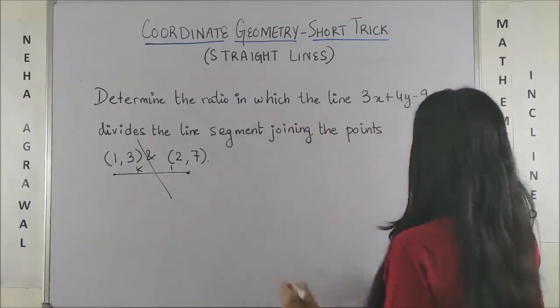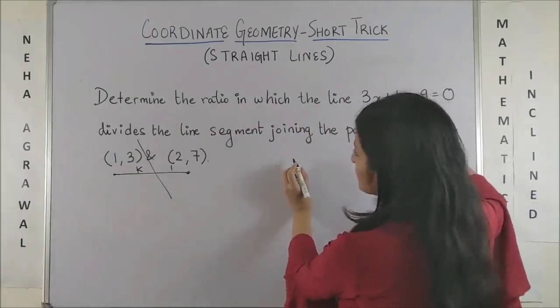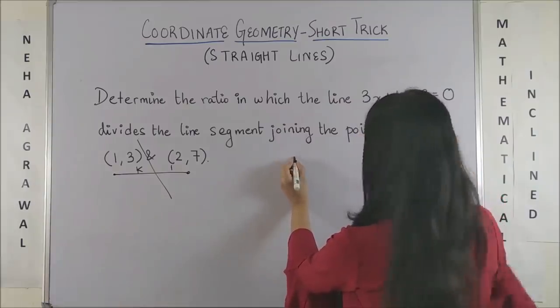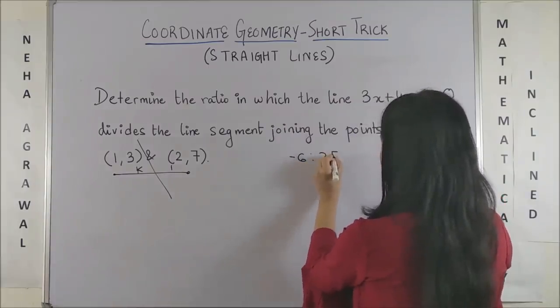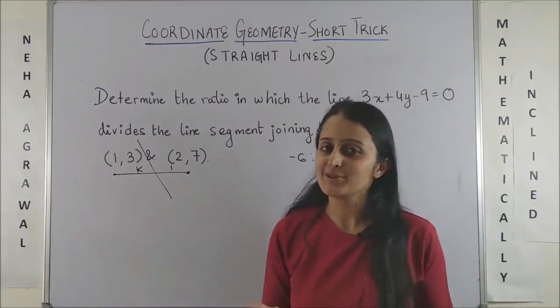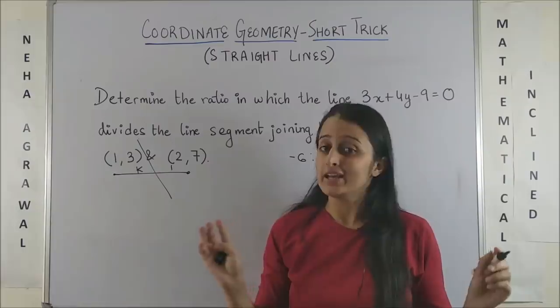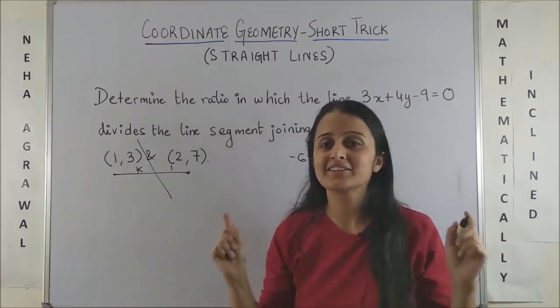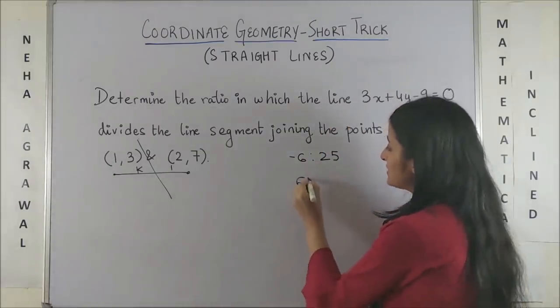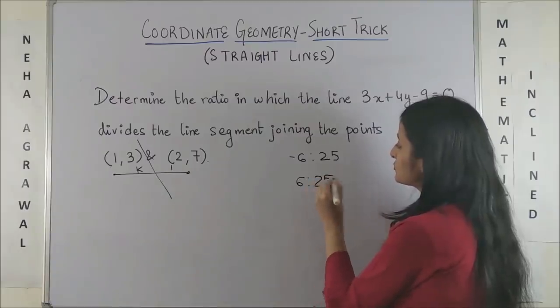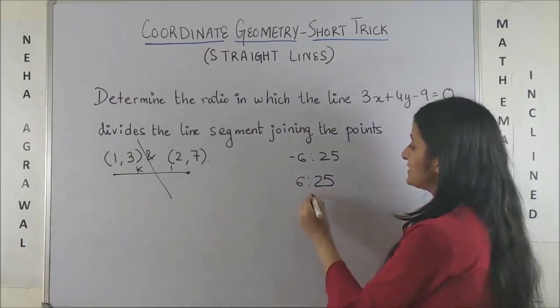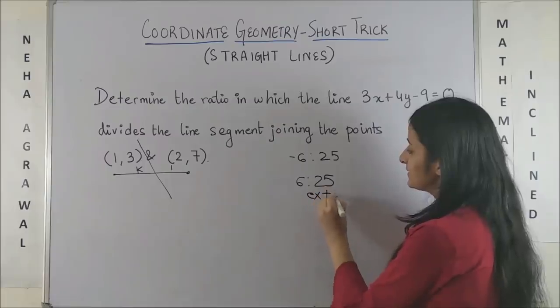So the answer to this one would be -6:25. Yes, and you know when the ratio is negative, it means that there is external division. So this means the ratio is 6:25 and the line is dividing it externally.